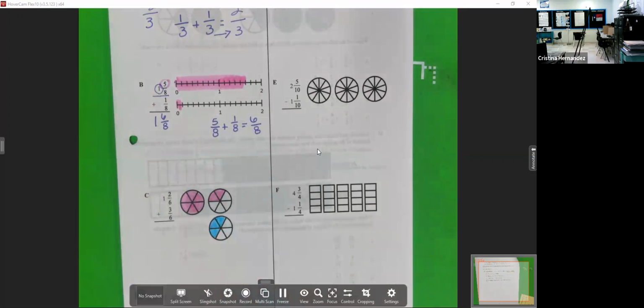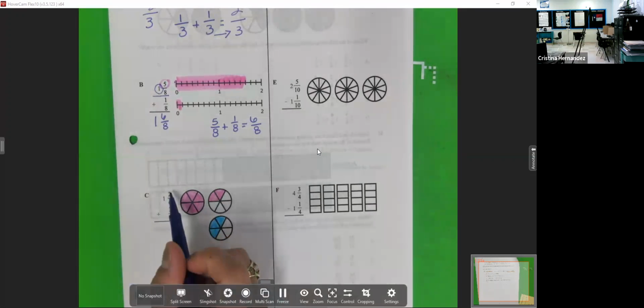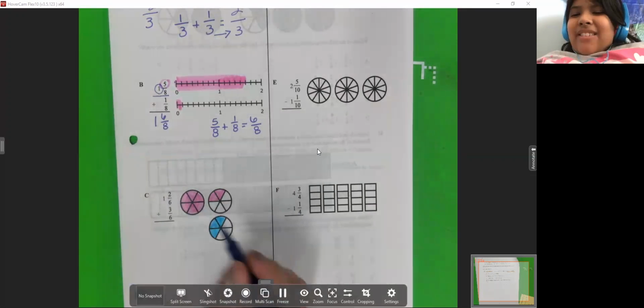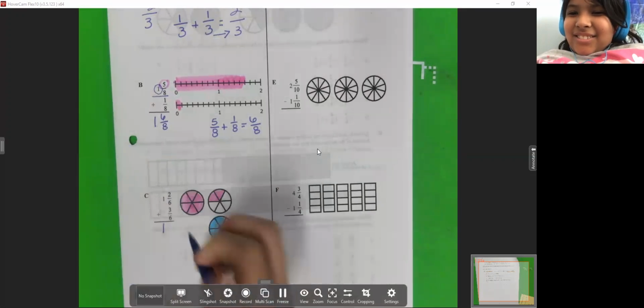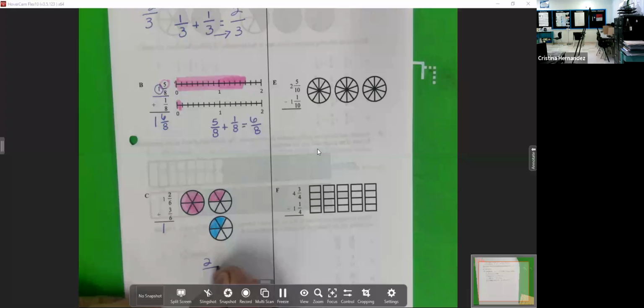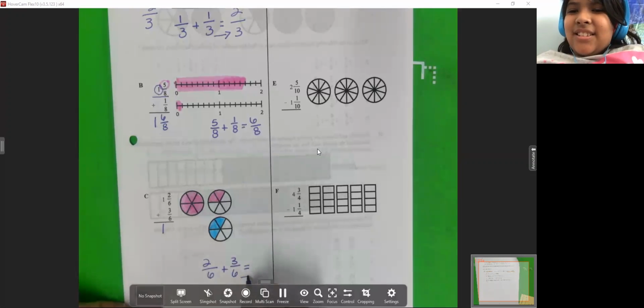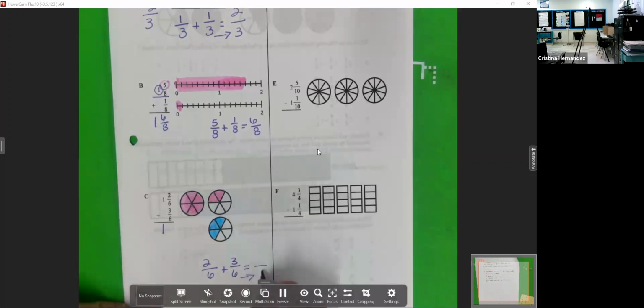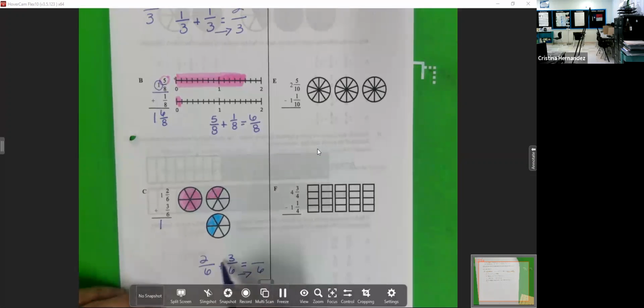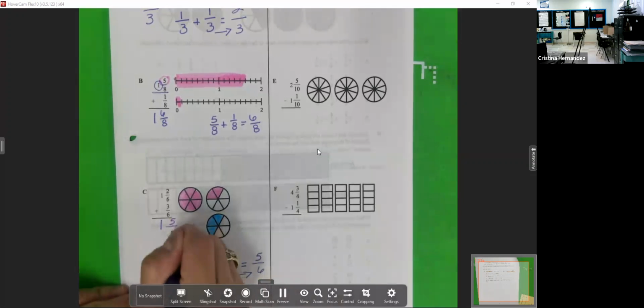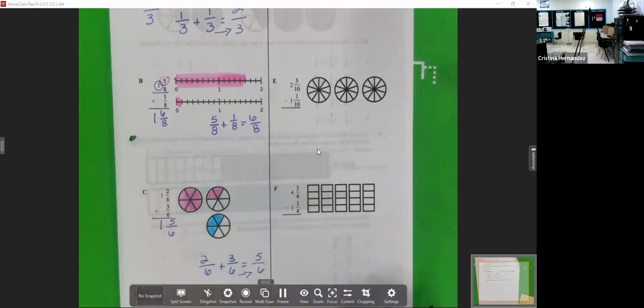So, like I said earlier, are we adding anything else to this whole up here? No, we have to bring it down. Bring it down, and then you can go down and add these this way. 6. What do we get? 5, 6. Our denominator stays 6, and our numerator becomes 5. 1 whole and 5/6.